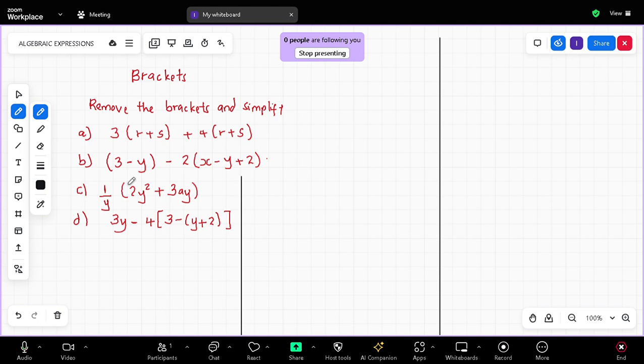When you want to remove the bracket, you take what is inside the bracket and multiply by what is outside the bracket. For example, in part A we have 3 into bracket r plus s, plus 4 into bracket r plus s. So you take 3 multiplied by r, you obtain 3r, then a positive sign between, then 3 multiplied by s, that is 3s, then close the first bracket.